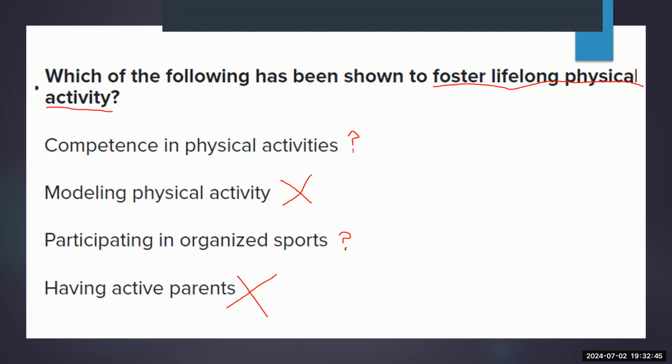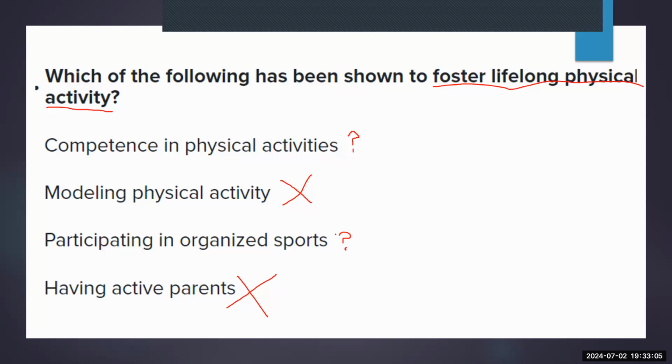I know if I feel good about something and I think I can do it well, I want to keep doing it. If I think I'm good at baseball, then I'm probably going to play a little bit longer versus if I didn't feel like I was good at it. So it's really going to bring us down to those two choices. Is it going to be competence in physical activity or participating in organized sports?